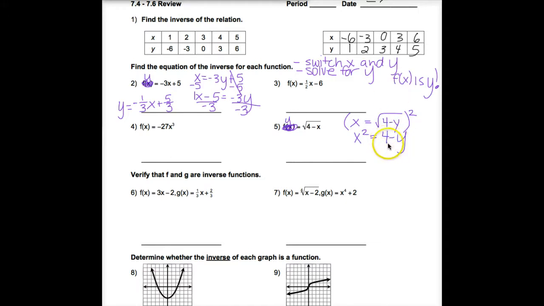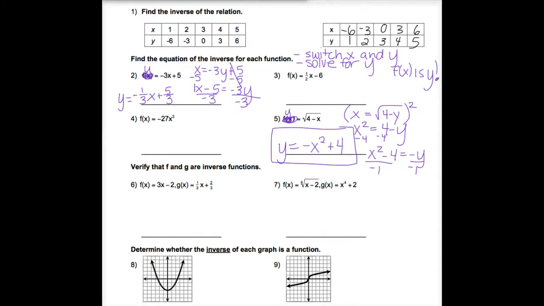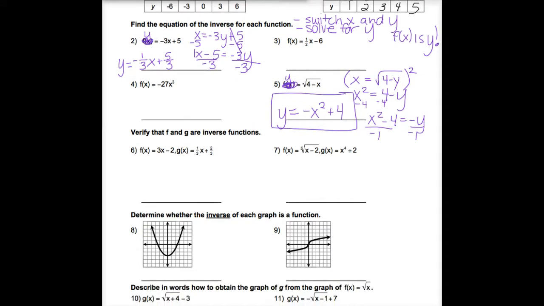So now, to get the y alone, I subtract the 4. Again, these are not like terms, so just keep it, x squared minus 4 equals, don't forget that this was a negative y, because then I'm going to need to divide everything by -1. So when y is alone, y equals -x squared plus 4. So switch x and y, solve for y. All right, next section, verify that f and g are inverse functions.